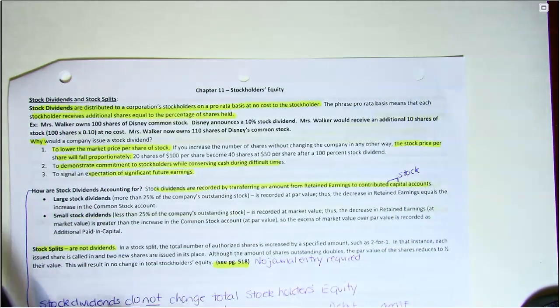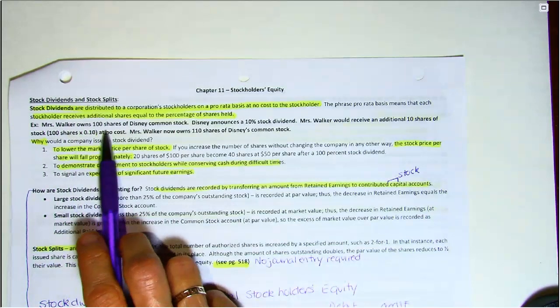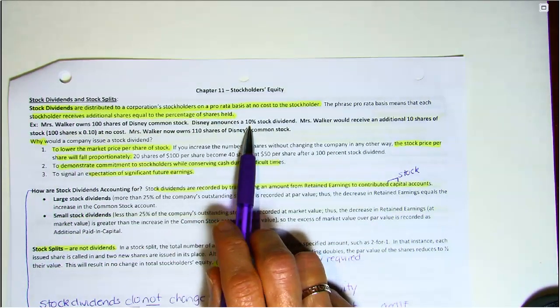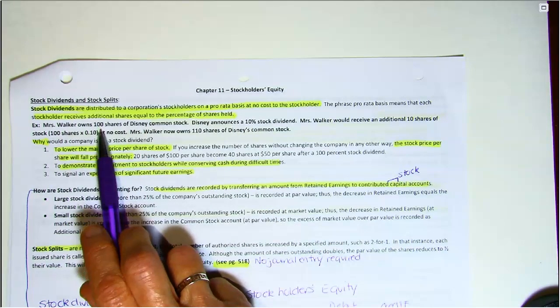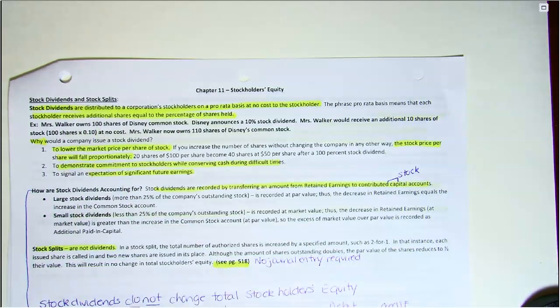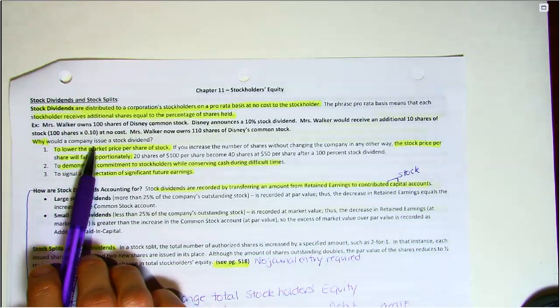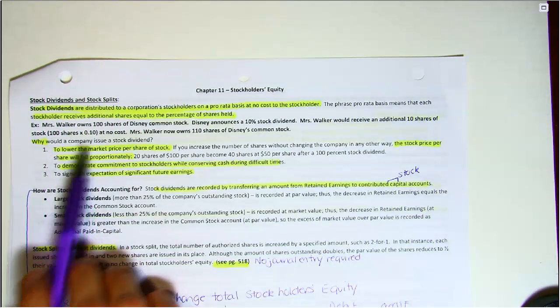And we have a nice example here. Mrs. Walker owns 100 shares of Disney common stock. If Disney announces a 10% stock dividend, then she will receive 10% of 100, or another 10 shares of stock at no cost to her. So now she owns 110 shares of Disney's common stock. Now, why would a company issue stock to their stockholders instead of issuing a cash dividend?